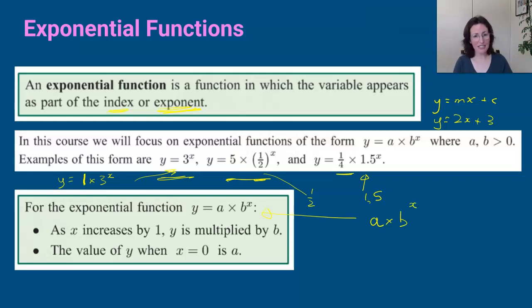And as the x value increases by 1, y is multiplied by b. These are the values going here. So these x powers here, as they increase, what's happening to y? And then the y value when x is equal to 0 is a. So what that means is when x is 0, that's b to the power of 0. If you remember your index laws, anything to the power of 0 is 1. So that is a multiplied by 1, which is just a. So the value of y when x is 0, so that would be the y-intercept, is just this a number of the equation.